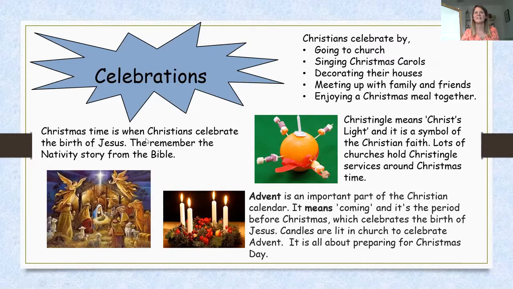And over here, you will see another special thing that's given to children at Christmas time. So this is a Christingle. And can you see it over here? It's this orange, and it means Christ's light, and it's a symbol of the Christian faith. And they believe that they light lots of candles to symbolize Christ's light in the world. And lots of churches hold Christingle services around Christmas time, and the children are given these oranges, and it has a red ribbon around the edge and a candle in the top and sweets stuck into the orange, and they all symbolize different things about the Christian faith.